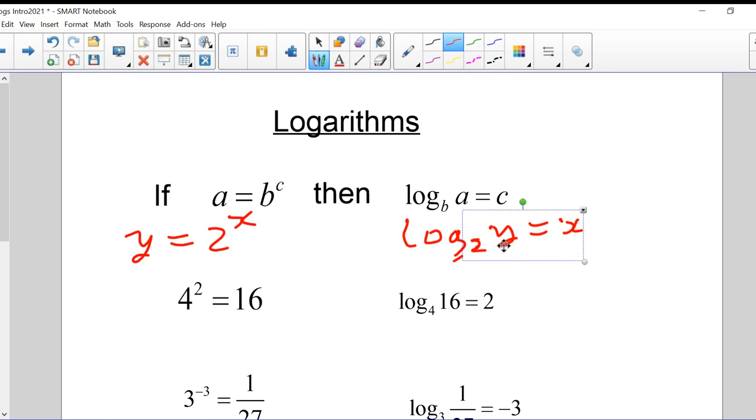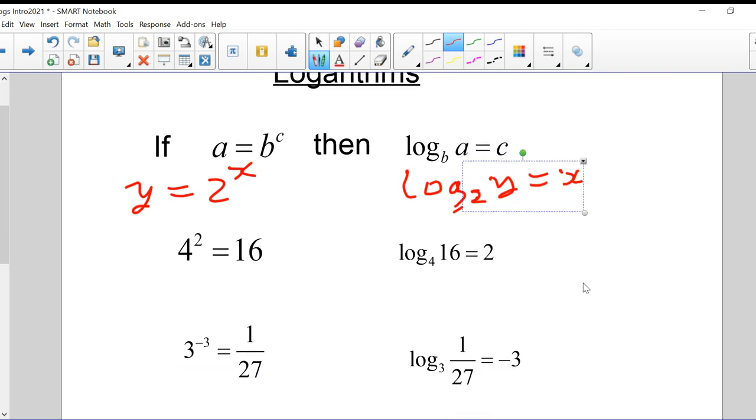These two things are inverses of each other. If y is equal to 2 to the power of x, then the log base 2 of y is equal to x. So, for instance, same thing is being said here. If 4 to the power of 2 is equal to 16, which it is, that's just a statement of fact, that 4 squared is 16, then the log base 4 of 16 is equal to 2. And really, a log is an exponent.